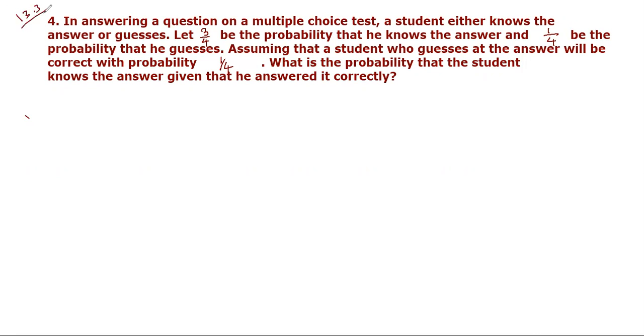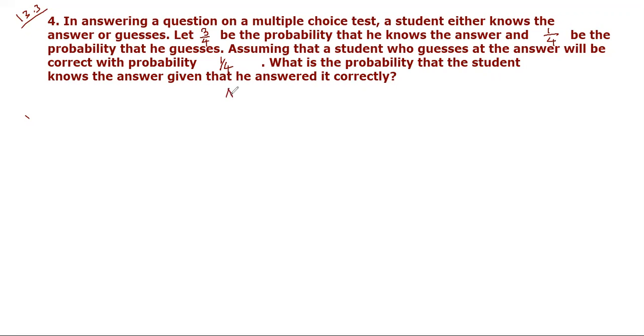Question number 4. In answering a question on an MCQ, a student either knows the answer or guesses. Let 3 by 4 be the probability that he knows the answer, and 1 by 4 be the probability that he guesses. And assuming that a student who guesses at the answer will be correct with the probability 1 by 4. So we have to find that he knows the answer.